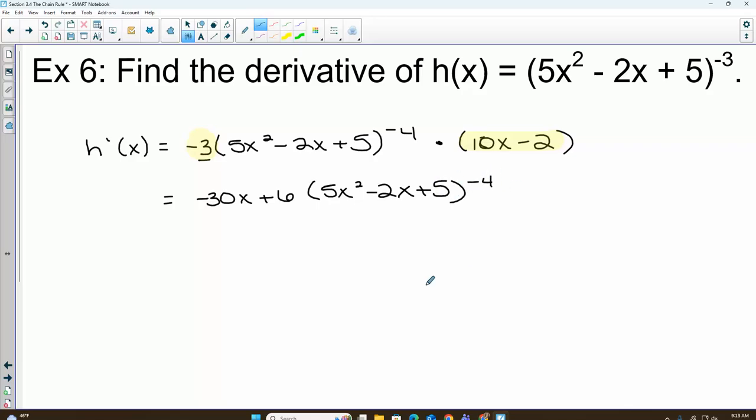But that's wrong. Why? You get our negative, actually, so if you get 30x plus 6 divided by 5x squared minus 2x plus 5. Okay, that would work. There is another way of writing it, but this way would be a correct answer. How is this not actually equivalent to that? What did I miss?